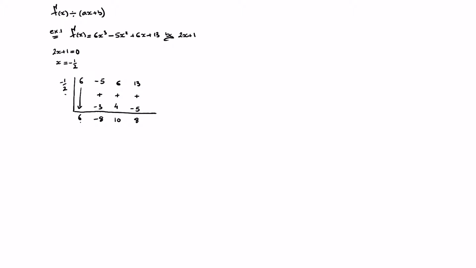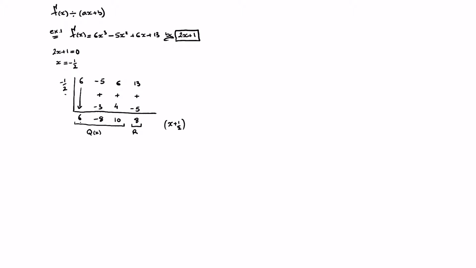And so these numbers at the bottom are our coefficients. We have 6, negative 8, and 10. That will be for our quotient polynomial. And we have our remainder, 8. Now, an important thing to realize here is that this quotient function, which will be a quadratic, is in fact the quotient function upon division by x plus 1/2. But we're looking for the quotient function upon division by 2x plus 1. And we'll see how this is done right now.